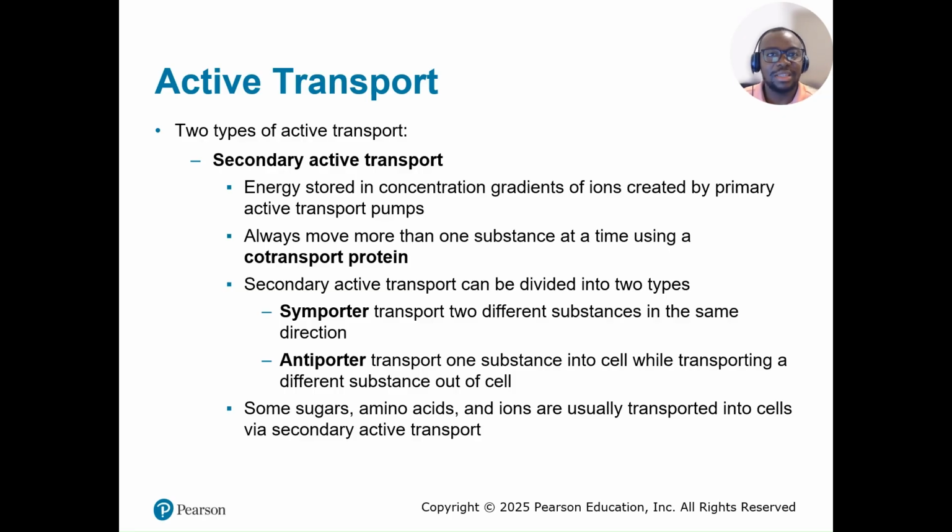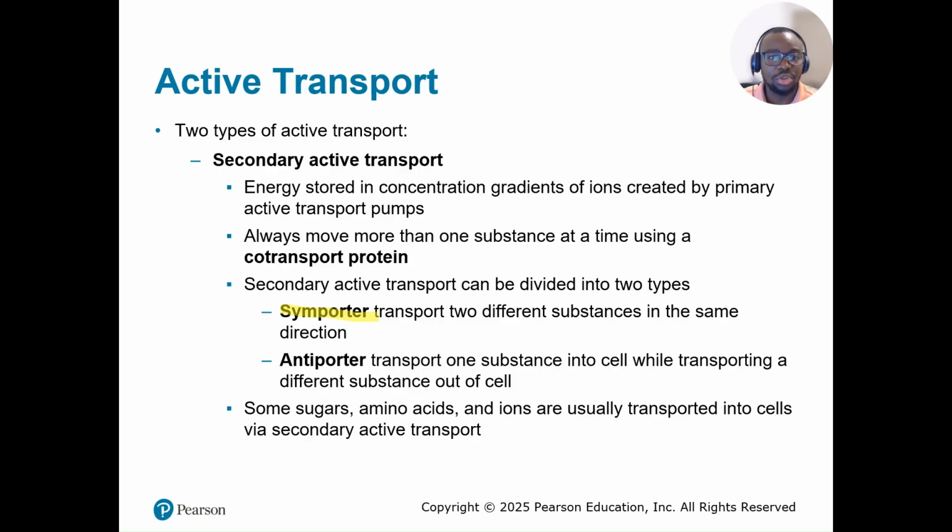In secondary active transport, energy stored in the concentration gradient of ions created by primary active transport pumps is used to move substances across the membrane against their concentration gradient. Secondary active transport always moves more than one substance at a time using a co-transport protein. Secondary active transport can be divided into 2 types, symport and antiport.